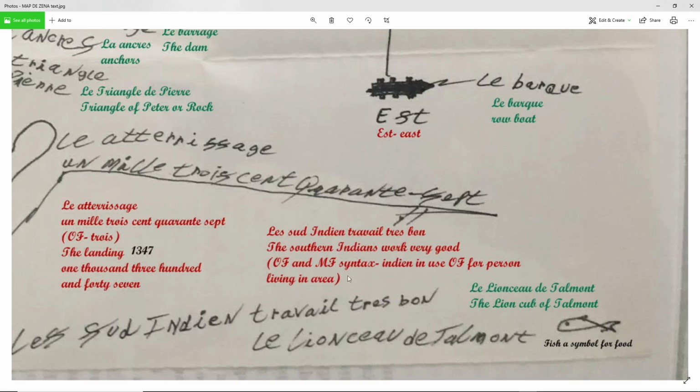And what I want to also say here is this fish down here, I believe, is not a Christian symbol. It's a symbol for food. In other words, what Philip is, or what Lewis is trying to say is that the Indians work well. They either work well for food or they work well to provide food. And I think that was the message. I think the latter is what he's trying to say, is that they work well and they provide you food.